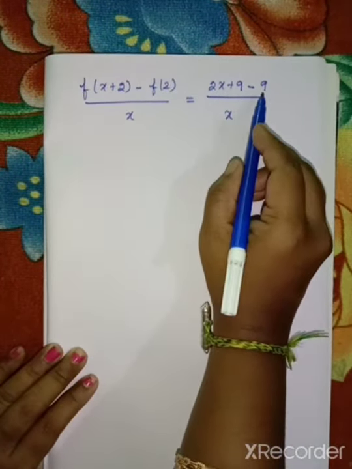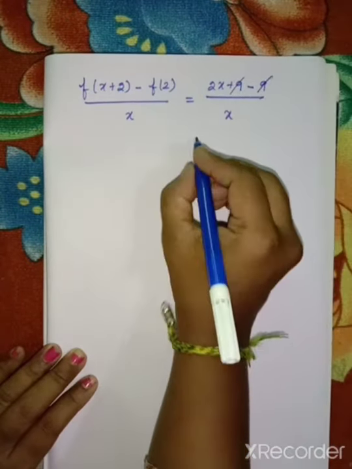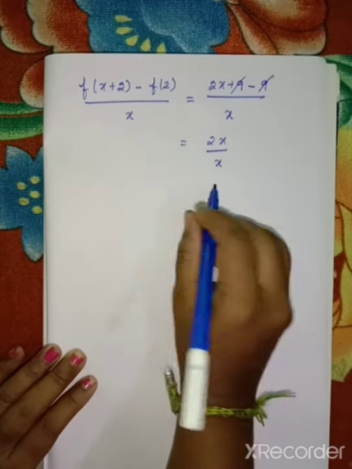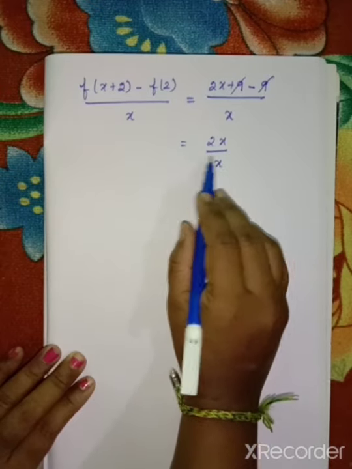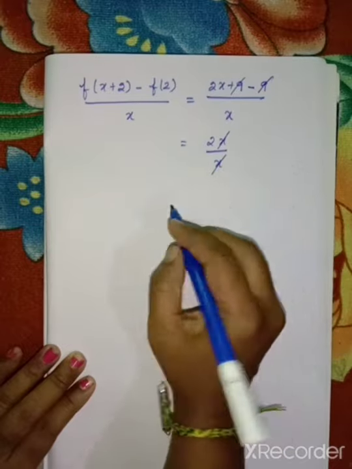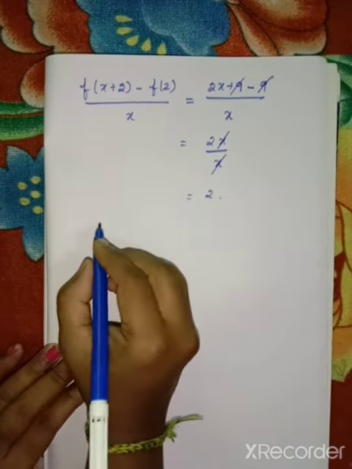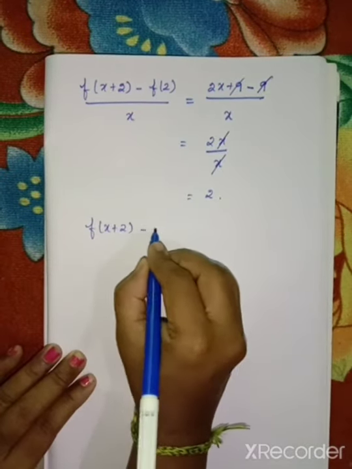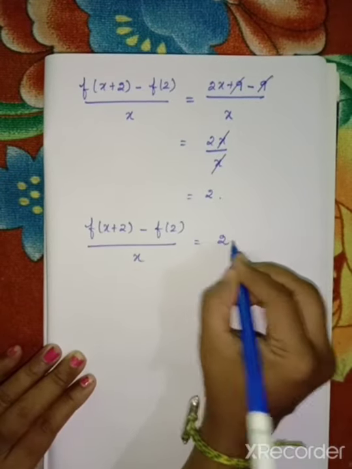So 9 minus 9, if you subtract, is 0, so just cancel it. Then we have 2x divided by x. 2x means 2 into x, and in the denominator we have x. So just cancel it. If x is cancelled, the value is 2. So we find the answer: f of x plus 2 minus f of 2 divided by x equals 2.